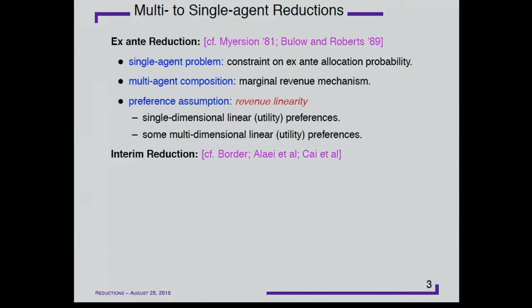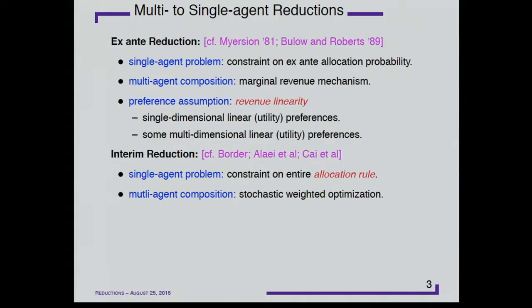The other reduction I'll call the interim reduction, and it's based on interim allocation rules of the players, and in fact solving an optimization problem that has the interim allocation rule constrained everywhere. So the single agent problem is a constraint on the entire allocation rule, not just the ex ante probability of service. And the multi-agent composition mechanism is going to look like a stochastic weighted optimization. I don't want to go into more detail about what this is now. We'll talk in much more detail later.